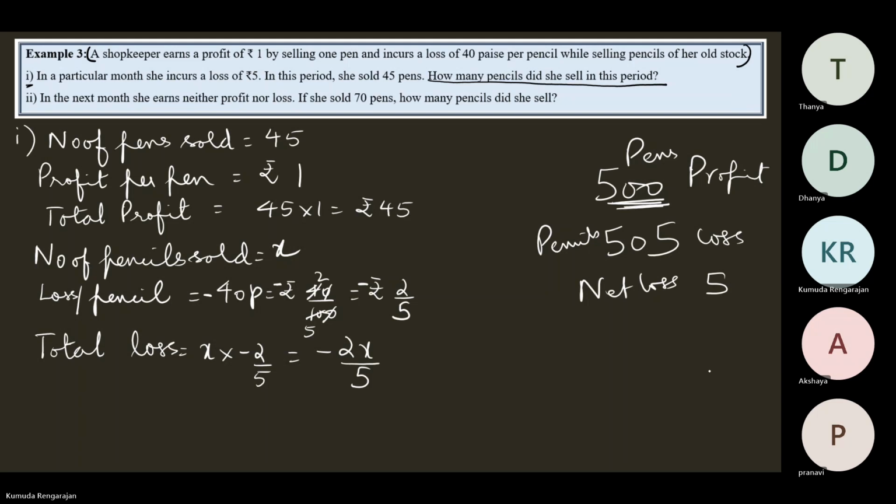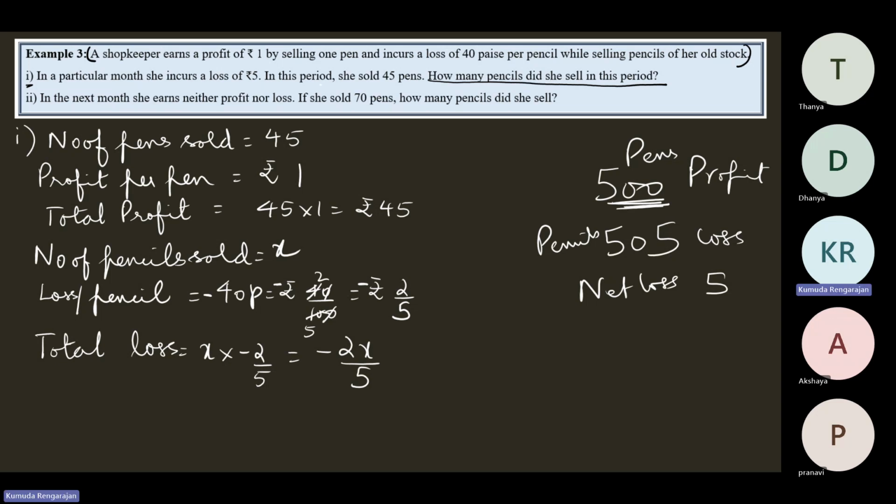Yes, ma'am. On the whole, it's a loss. You have made 500 rupees profit on selling the pens, but the loss on selling the pencils is 505. So both put together, on the whole, it's a loss. Though you made 500 profit, on the other side, it is 505 rupees loss. So on the whole, it's 5 rupees loss. That's what is given here. In a particular month, she incurs a loss of 5 rupees.